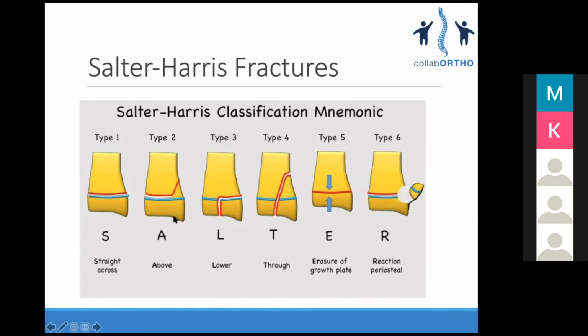Type 2, the fracture line is going above the growth plate, so into the proximal fragment. Type 3, the fracture line is going below the growth plate, so into the distal fragment. Type 4 is going through all fragments. It's going through the proximal bone, through the growth plate, through the distal bone. And then type 5 is a crush injury of the growth plate.